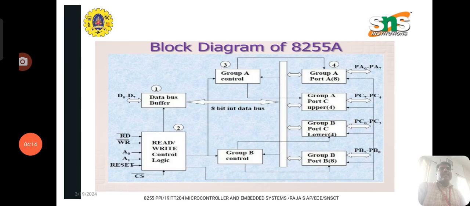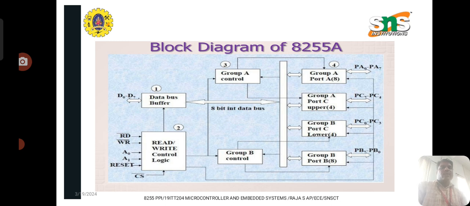So these are the various blocks available in 8255. By seeing this block diagram, you can identify that there are four important blocks. One is the data bus buffer, second is the read-write control logic, third is the Group A control and fourth is the Group B control. Group A consists of Port A fully and Port C upper 4 bits, and Group B control consists of Port B fully and Port C lower part.